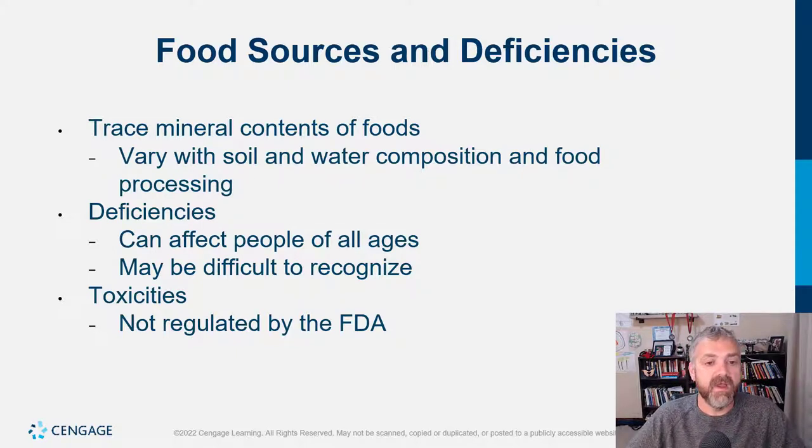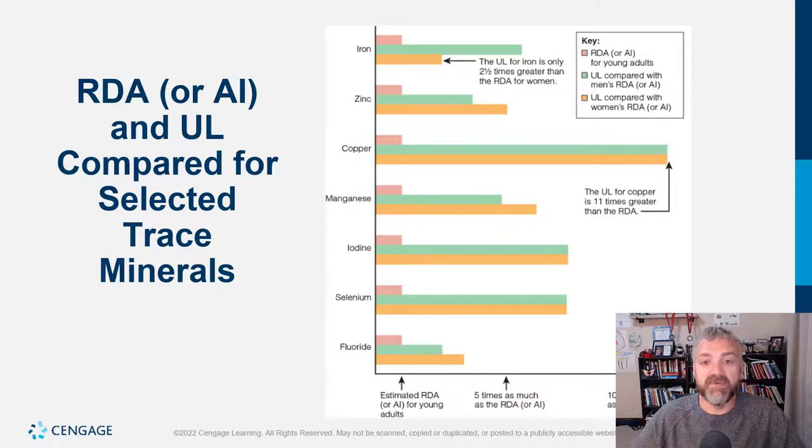So even if you grow things there, there's not enough selenium to pull from, so we have issues there. All right, so deficiencies can affect people of all ages and may be difficult to recognize. Some we just don't even really know enough about yet to know what to look for. And then toxicities with the trace minerals are not regulated by the FDA in the same way that they are with other nutrients. So here we see a comparison with some of these nutrients of the RDA or the AI. Remember, if you can't set an RDA, then you make your best educated guess, which would be the AI.